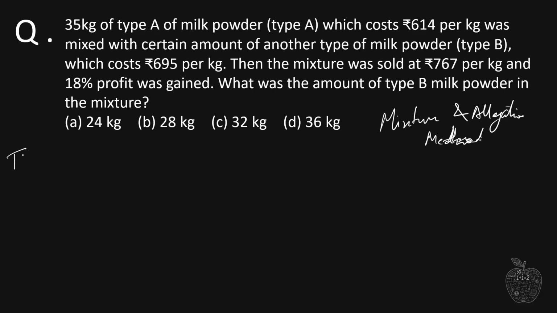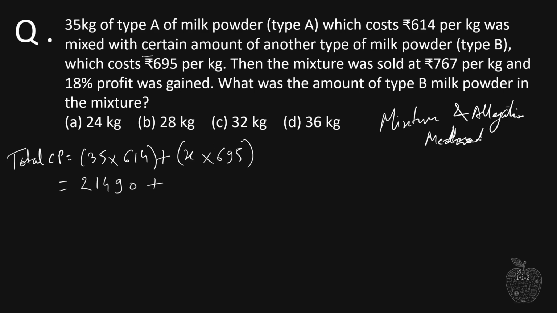So first of all, we calculate total CP, right? Total CP is how much? 35 kg cost 614 per kg, plus a certain amount. That means we assume this certain amount as X, into 695. I have already calculated this value. This comes out to be 21490 plus 695x. Okay, so this is total CP.